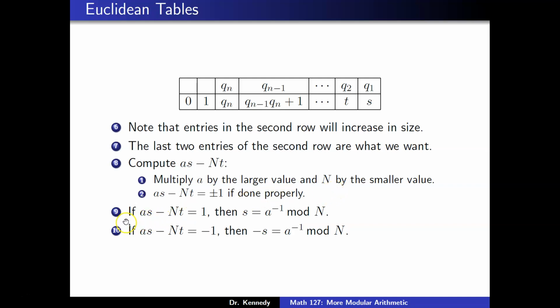Now, if you get 1, then everything is fine. You just take that value S and it's A inverse. If you get -1, well, then A times S mod N is -1. You need A times S to be +1. So if you take A and multiply it by -S, that will get you the inverse. So if you get a -1, you take this S value and you negate it, mod N, and that gets you your inverse.